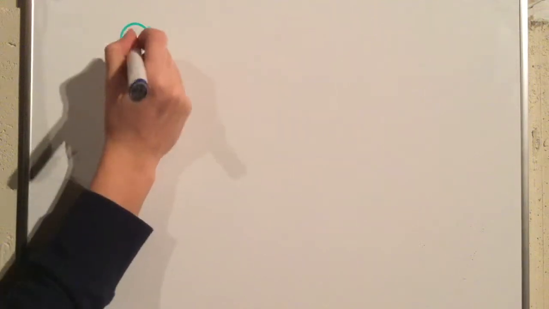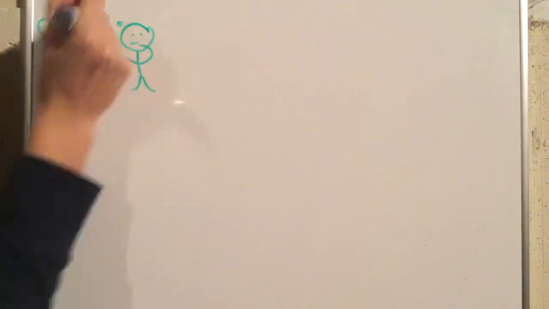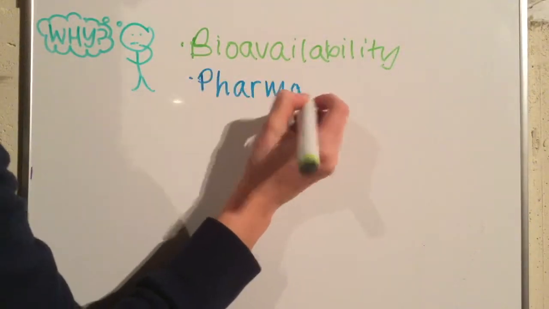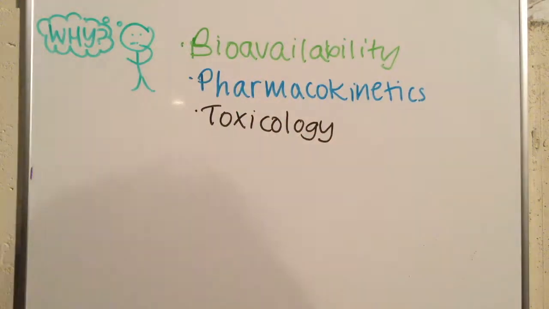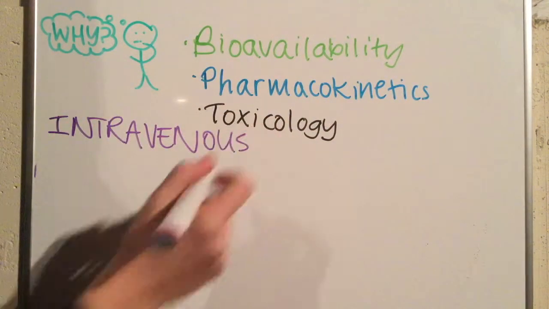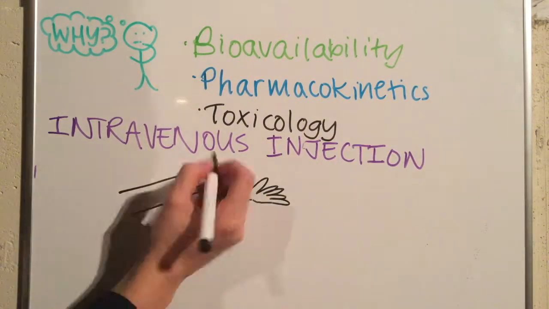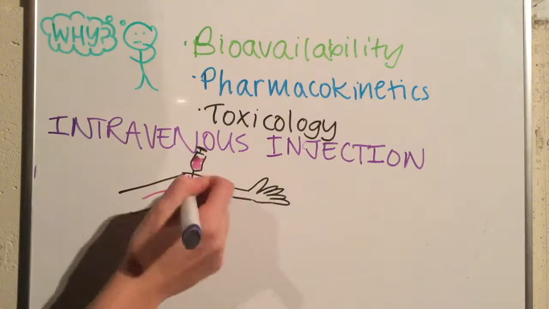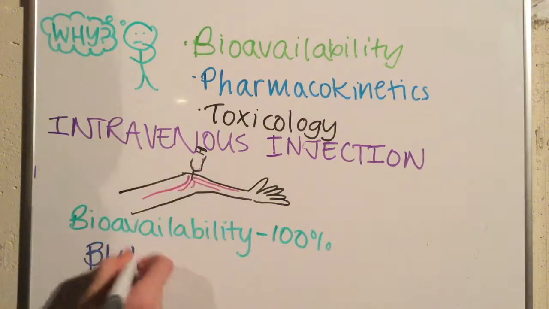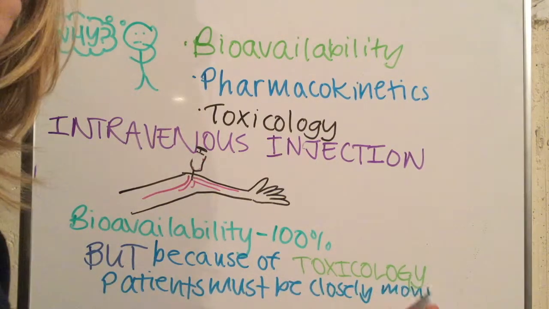So you may be asking, why are there so many ways to deliver drugs, and why can't we just stick to these old ways? Well, the science of drug delivery is based on bioavailability, pharmacokinetics, and toxicology. I'll give you an example. One old way of delivering drugs is the classic intravenous injection, where the drug is directly injected into the bloodstream of the patient. Bioavailability is 100%, but because of unwanted side effects that may occur, they must be closely monitored by trained personnel.